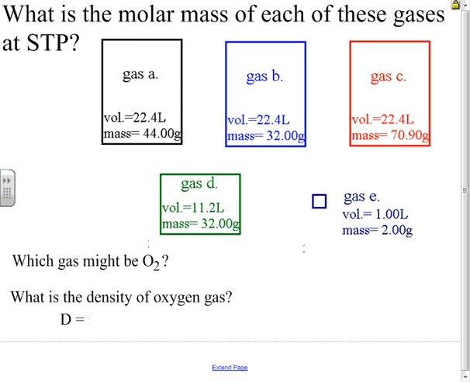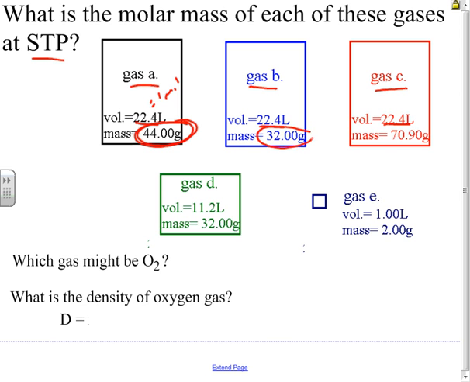This frame is to get you thinking about the relationship between molar mass, volume, and the number of moles. So if I had 3 gases, gas A, gas B, gas C, and they're all at STP and they all have a volume of 22.4 liters, and I ask you what is the molar mass, the answer is it's 44 grams per mole for gas A, because 22.4 liters at STP is 1 mole, and 1 mole has a molar mass of 44.